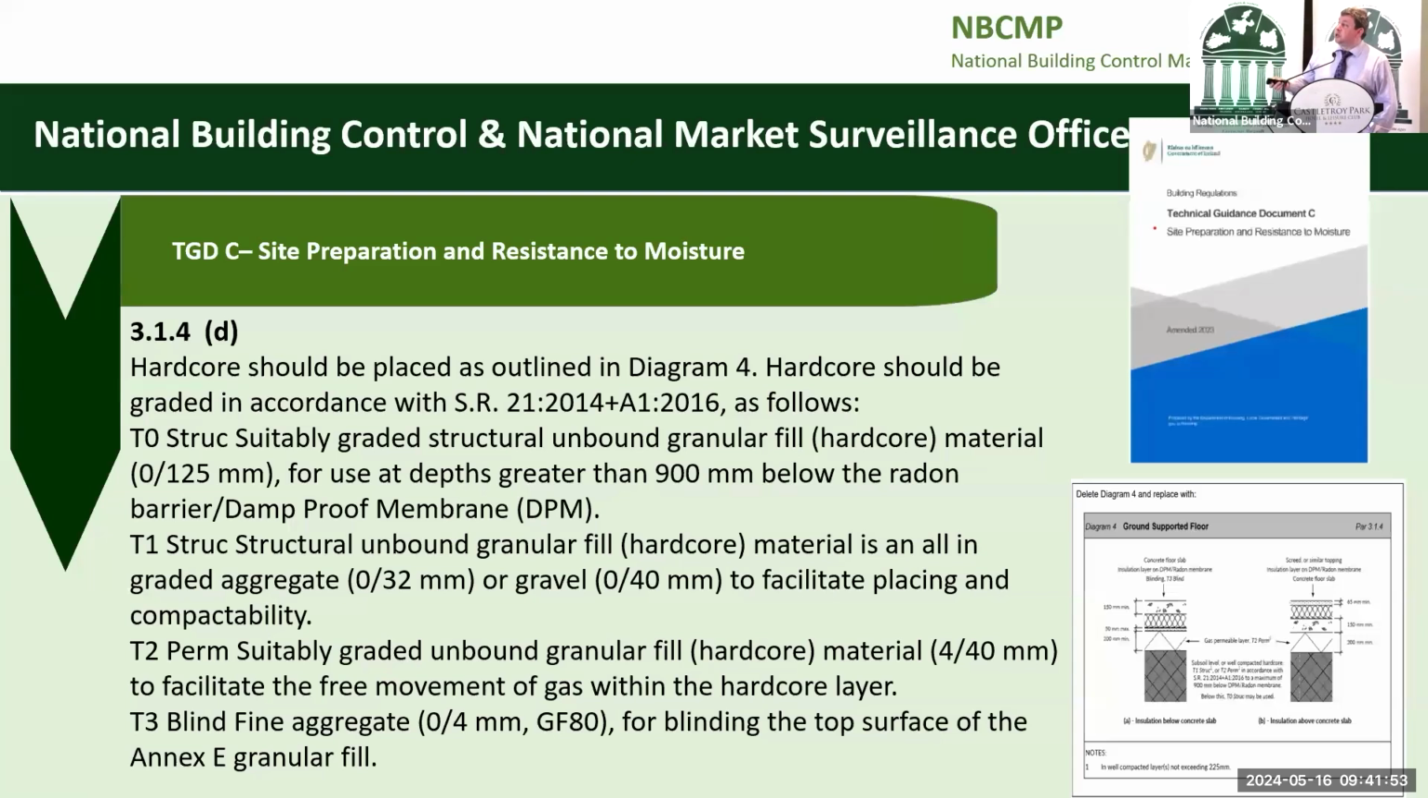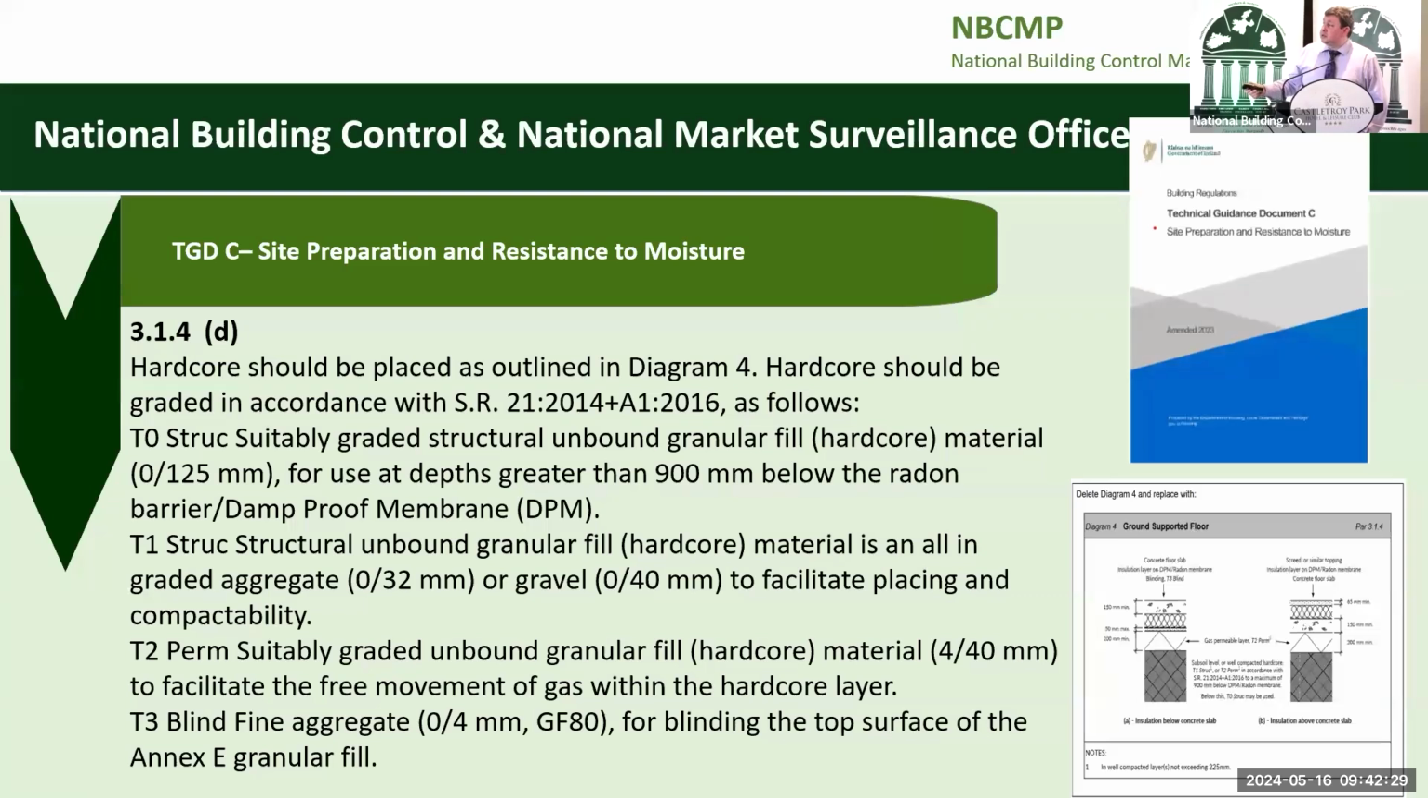The hardcore should be placed. So this is where the building regulations and the construction product regulations overlap. Building regulations tell us that you have to install that product in this format, in these layers. It doesn't say that you have to use SR21. It's telling you that you have to use SR21 in these layers. So T0 strut is 0 to 125 mil for depths greater than 900 mil.